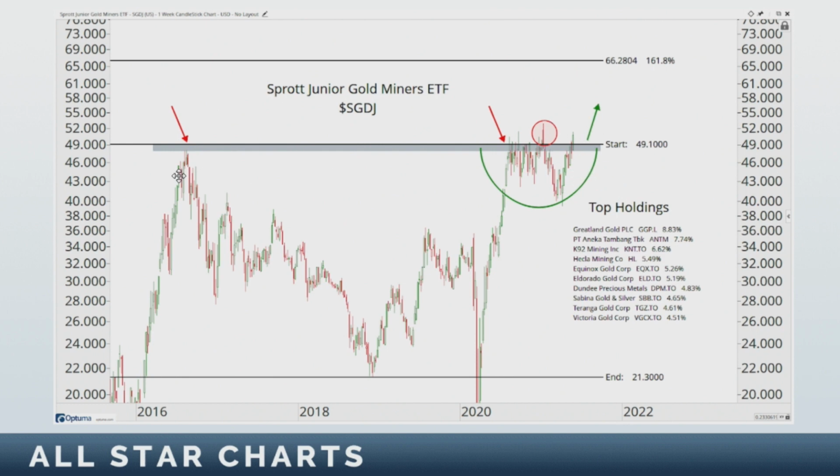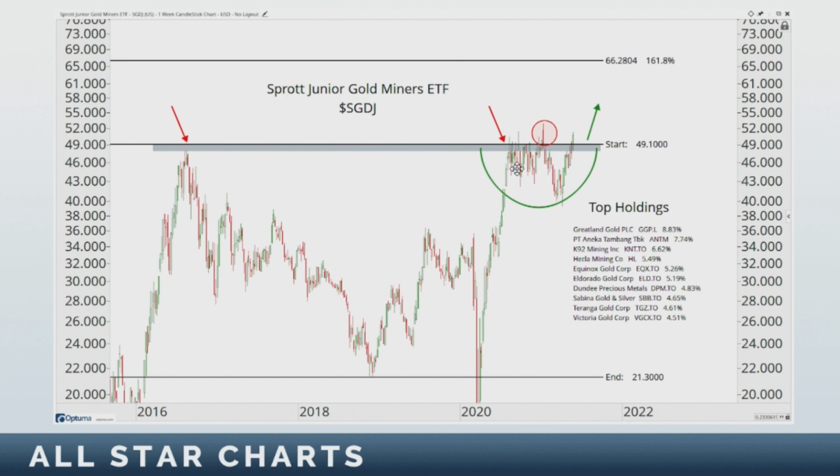49 bucks is my level there. If we're above 49, let's go. Let's get it, with a target of 66, right? So I really like this a lot. Only if we're above 49. Below 49, leave it alone. Above 49, I like it, along with a target of 66, because that would complete this entire base, cup, handle, whatever your nomenclature of choice might be.